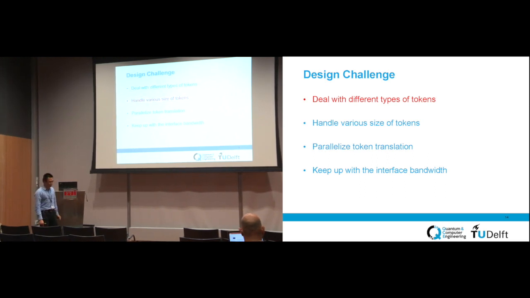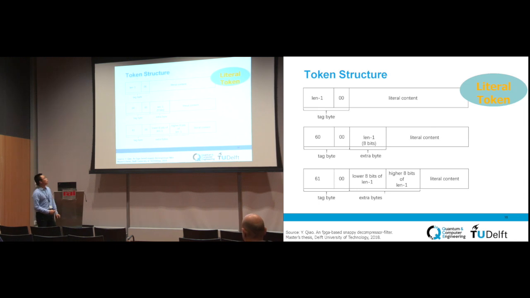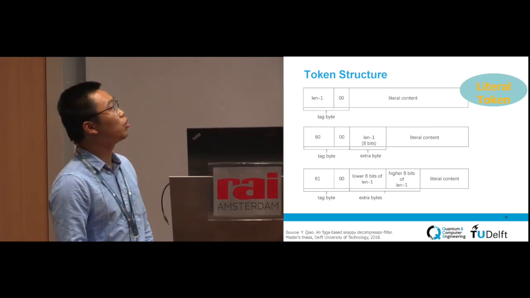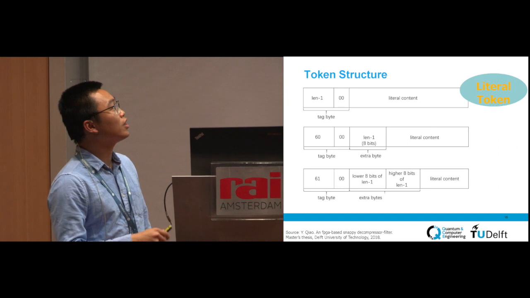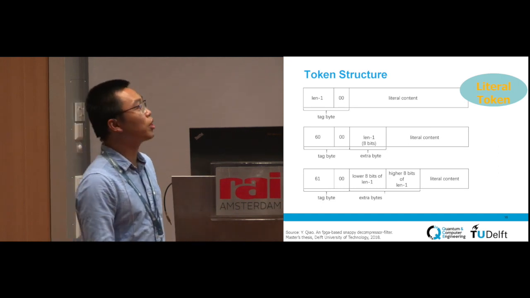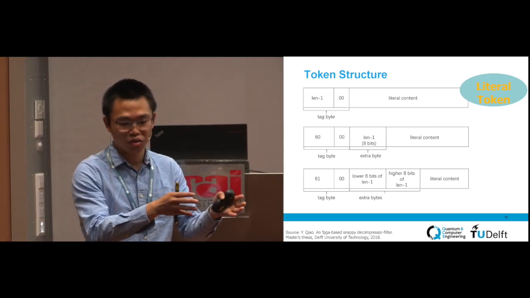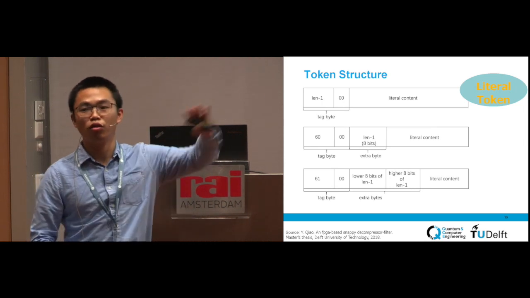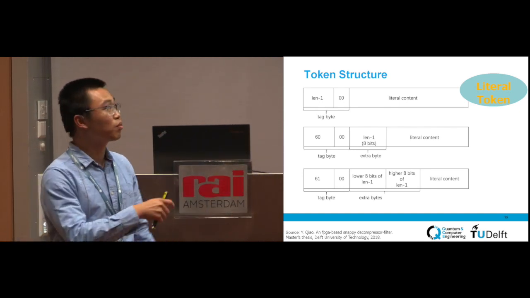The other one is that you need to deal with the various sizes of the token. Literal tokens have three types of construction. These represent different sizes of the literal. For a small one, you only need 2 bytes. For a medium one, you need 3 bytes, and for a larger one, you need 4 bytes. And copy is similar. When you need to copy data from a near part, you have a small offset, the index. And if you need to copy data from very far, then you need more bytes to indicate the index.